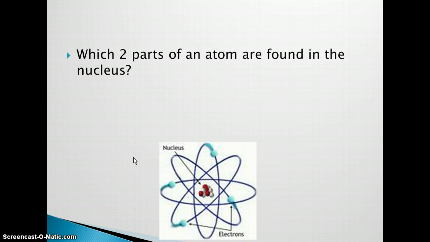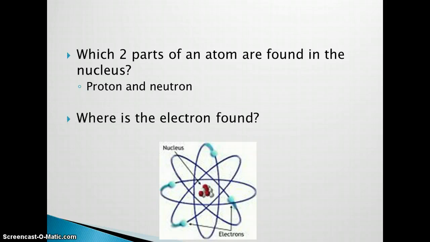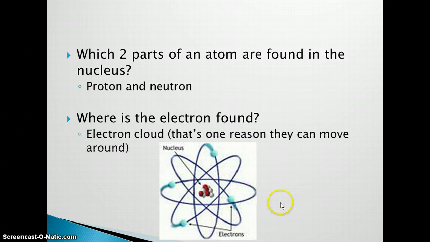So, which two parts are found in the atom? Anyone? A proton and a neutron. Where's the electron found? As you see right over here, in the electron cloud. And so they can move all the way around.